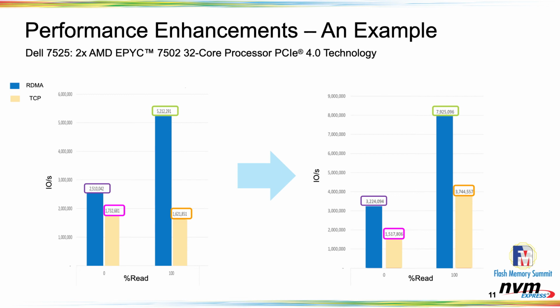We can see a dramatic impact of the CPU core affinity settings. For example, if we focus on the results of 100% reads, we can see that in RDMA we reached about 5.2 million IOs, while with smart CPU affinity settings we were able to see almost 8 million IOs. In TCP, we reached about 1.6 million IOs, while with CPU core affinity settings, we were able to see almost 3.8 million IOs, which is more than double, which is very significant.